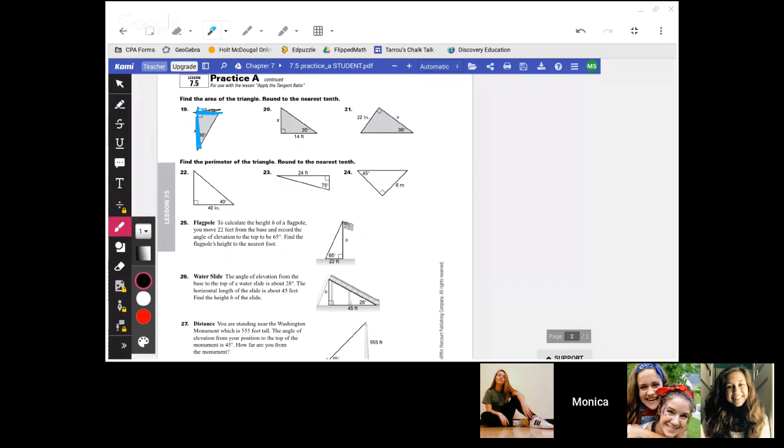Okay. And then for 25 through 27, really you're just looking at those word problems and solving based on the picture. Okay. They're just doing the same thing as the front of the page, just adding a real world scenario to it, because what you've always wanted to do is find out how tall a flagpole is, right? You're welcome.